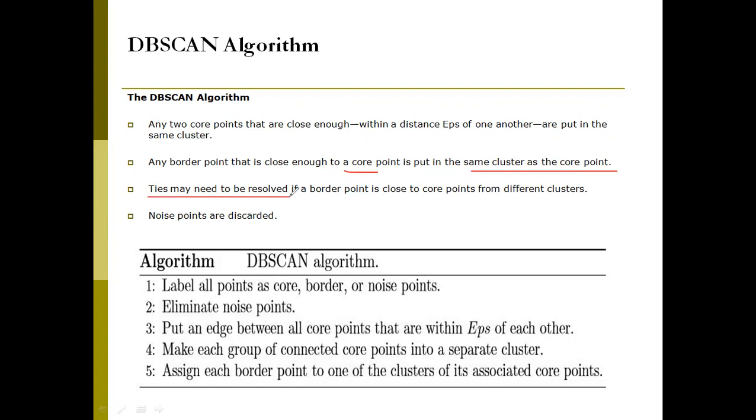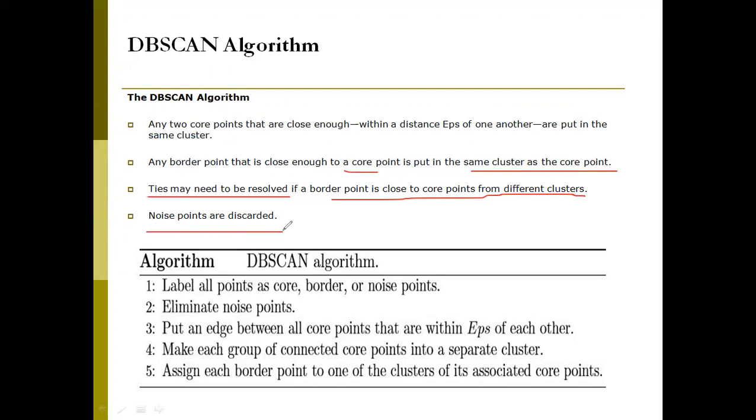Coming to the third one, ties may need to be resolved. Ties may need to be resolved if a border point is close to core points from different clusters. So for many clusters, core points and border points are near to one another. Then what do we have to do? In such situations, you need to resolve those, deciding which point comes under which cluster.